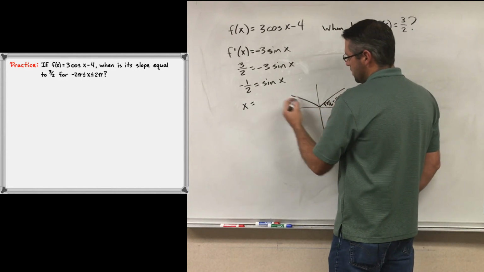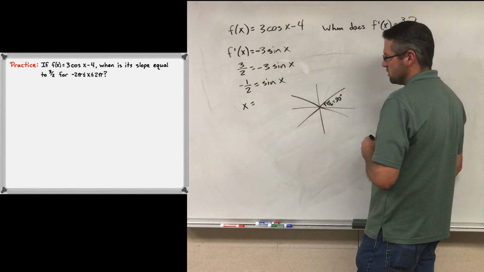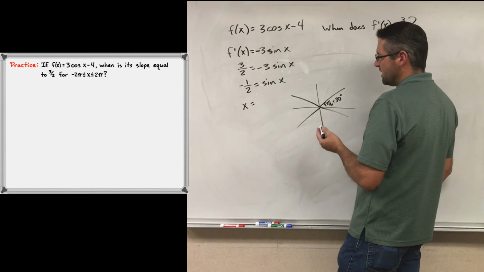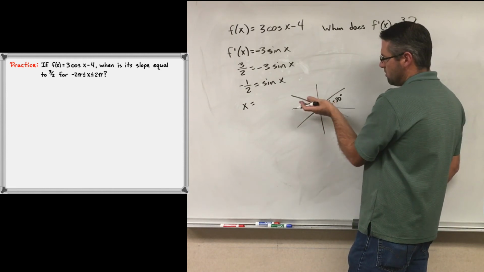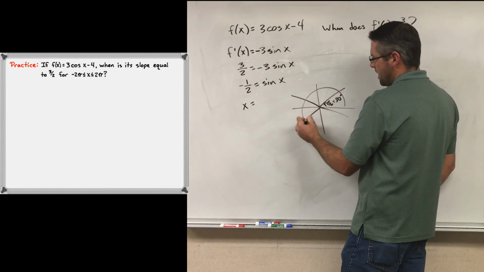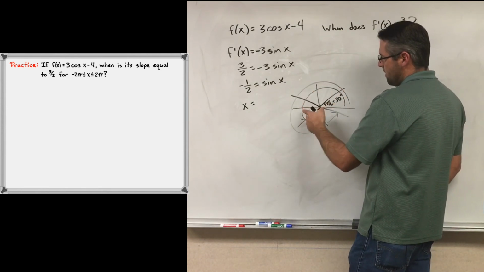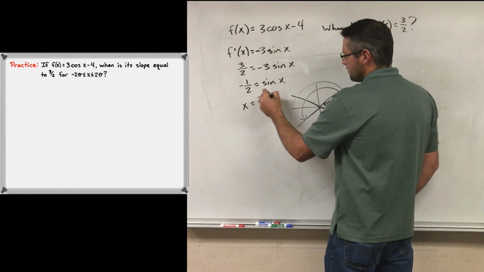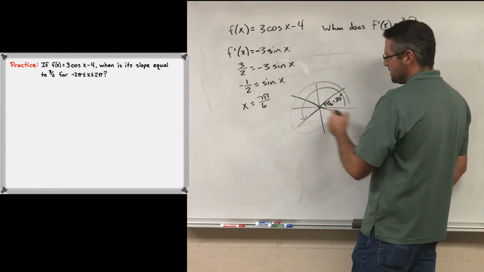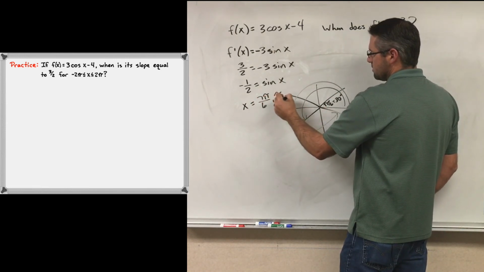Which means over here, and over here, all the reflections of that. And we're looking for when sine is negative. So that would be below here. So we're looking for this guy or that guy. So it's going to be 7 pi over 6, or it's going to be 11 pi over 6.